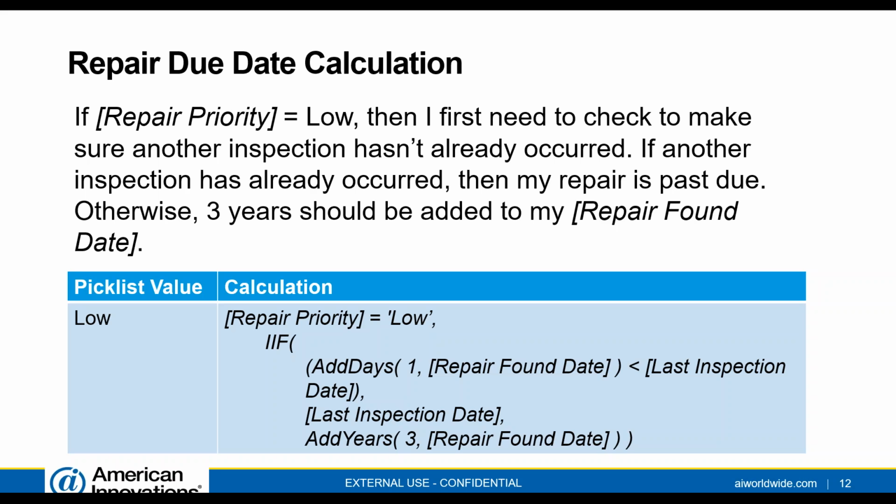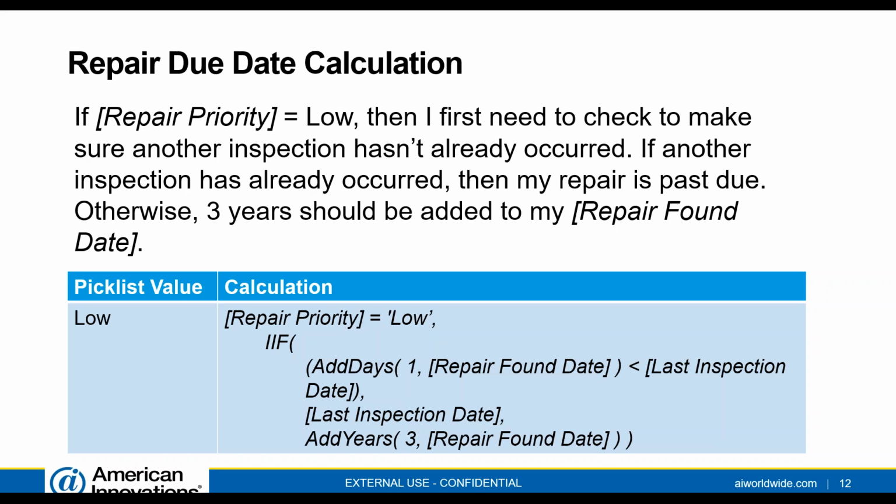So in our IIF statement, we're checking if the repair priority is equal to low. And then instead of spitting out just, hey, take my date and add 30 days or 1 year or 3 years in this case, we're actually going to have another if statement. So the first thing that we're checking for in this if statement is if my repair found date plus one day is less than my last inspection date. What that means is the assumption is that your repair found date and your last inspection date are going to be the same. So I couldn't say if my repair found date is less than or equal to my last inspection date because that wouldn't account for where I had a subsequent inspection that occurred after my repair found date.